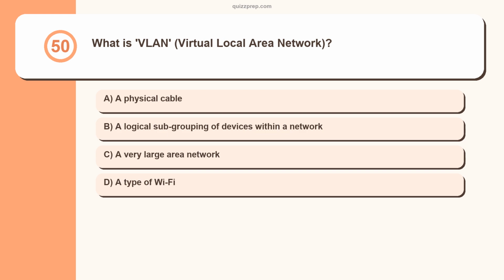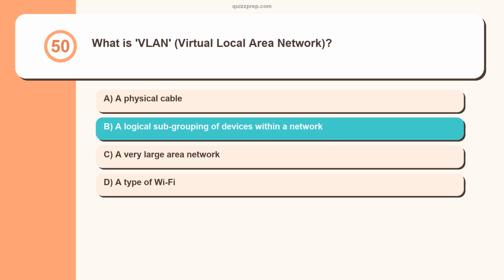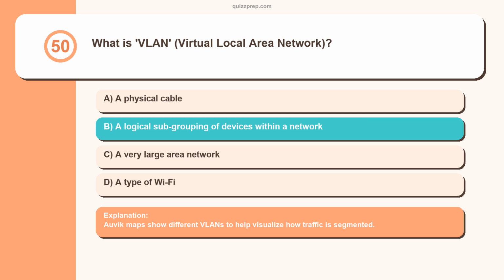Question 50. What is VLAN, Virtual Local Area Network? A physical cable. A logical subgrouping of devices within a network. A very large area network. A type of Wi-Fi. Auvik maps show different VLANs to help visualize how traffic is segmented.